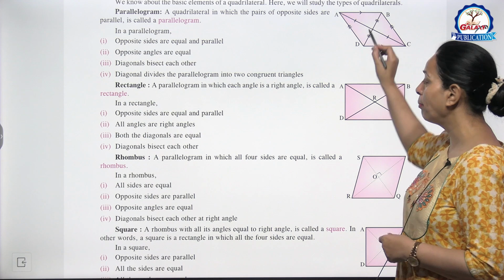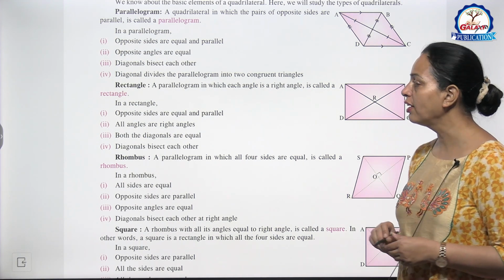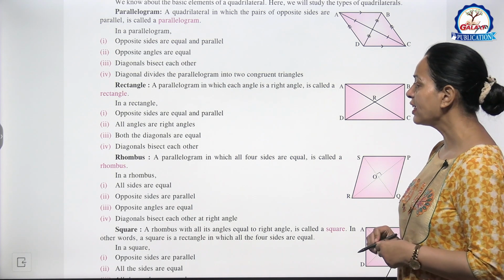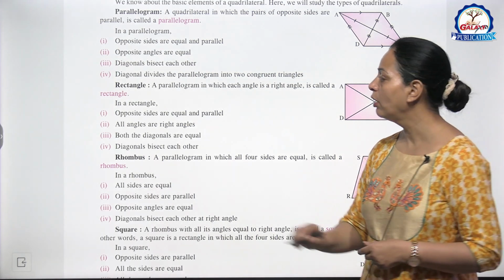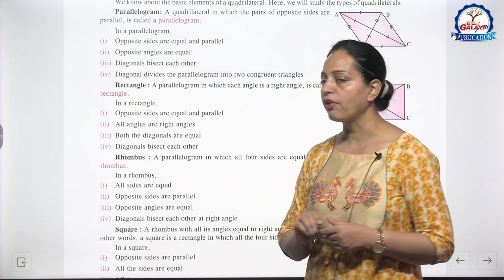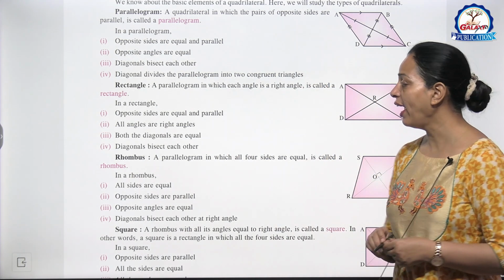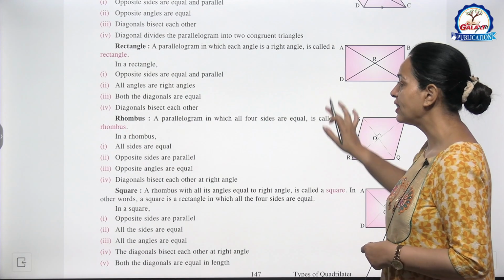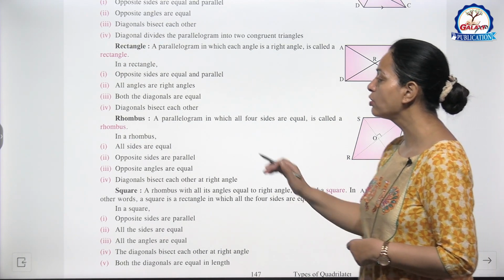When we take each angle 90 degree in a parallelogram, then it becomes a rectangle. In a rectangle, the first one, opposite sides are equal and parallel. All angles are right angles. Both the diagonals are equal and diagonals bisect each other. Right? Now the third one is rhombus.